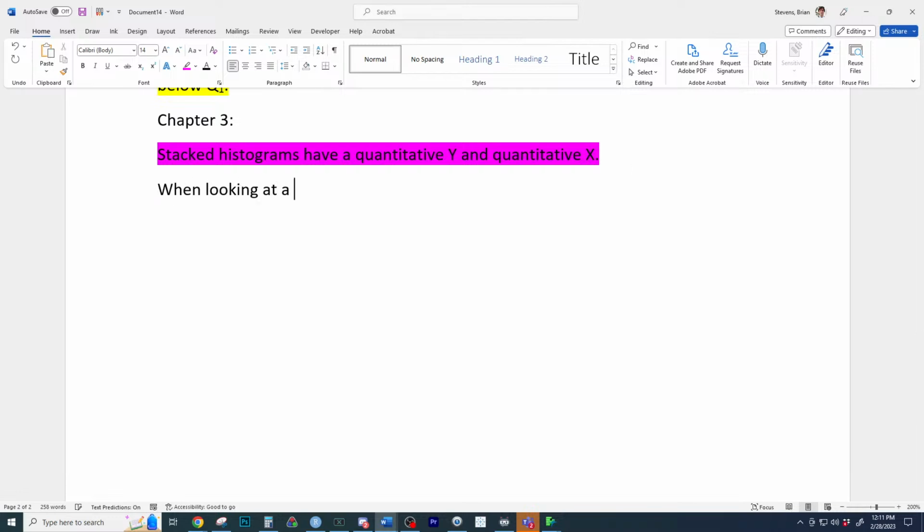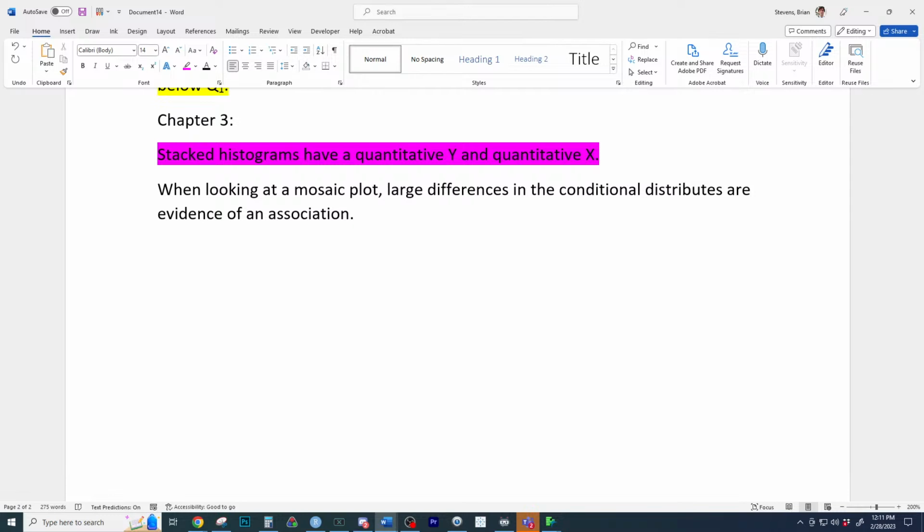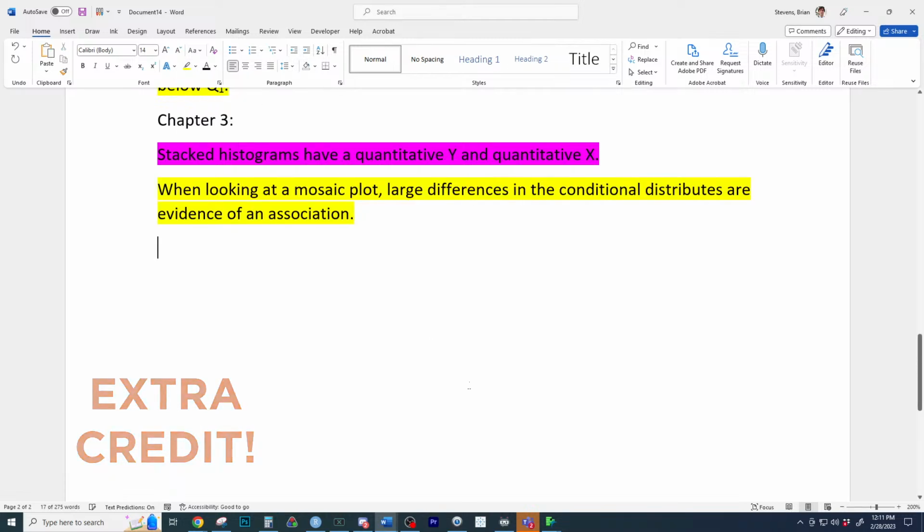Let's say right here, when looking at a mosaic plot, large differences in the conditional distributions are evidence of an association. So true or false? We've got a lot of big words right here like mosaic plot, conditional distribution, and association. True or false? True. Great job, Sydney. This one is true. Let's take a look and see what it looks like visually and review what it means.